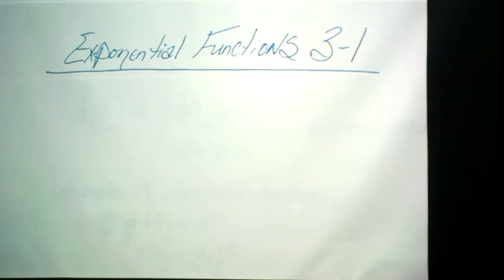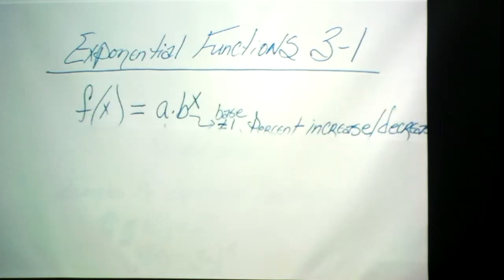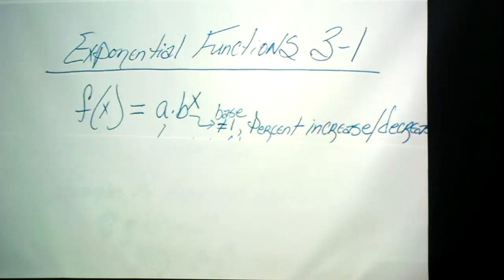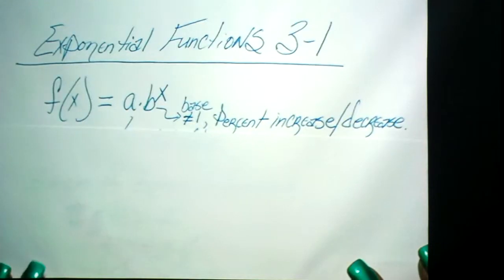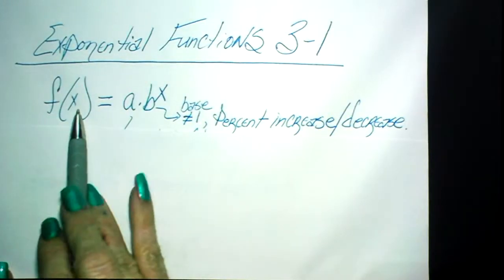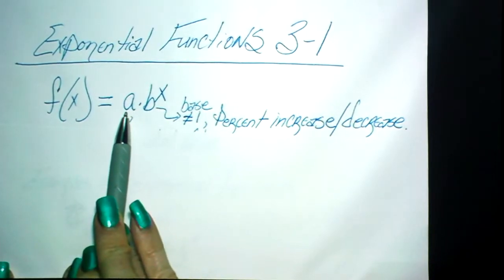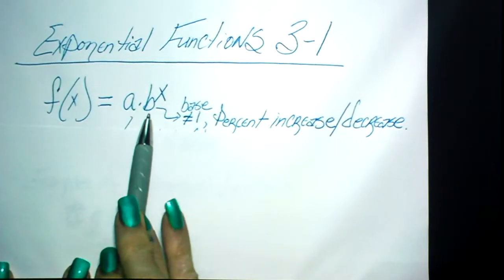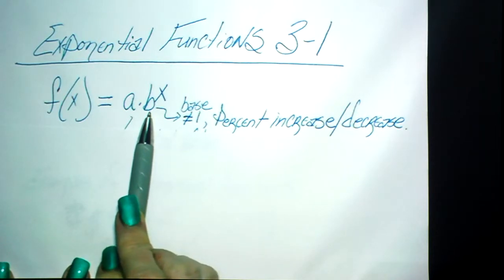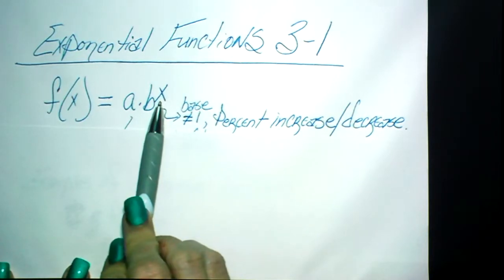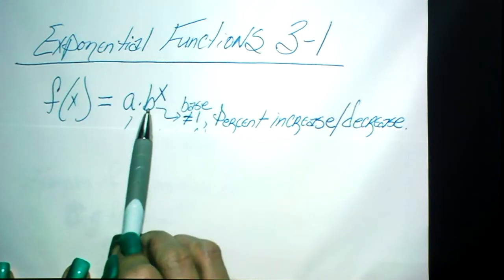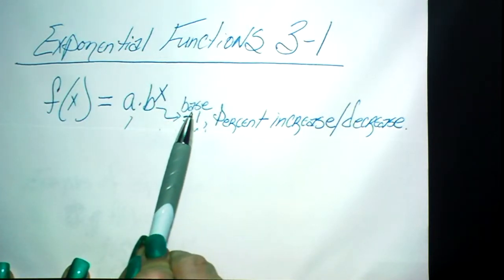Okay, today we're going to start exponential functions. It's section 3.1. The generic equation of an exponential function looks like this, where we have f of x, our function, is equal to a, some constant real number, times b, which is also a constant real number, raised to x. X, our variable, is our exponent. Okay, b is also known as our base.